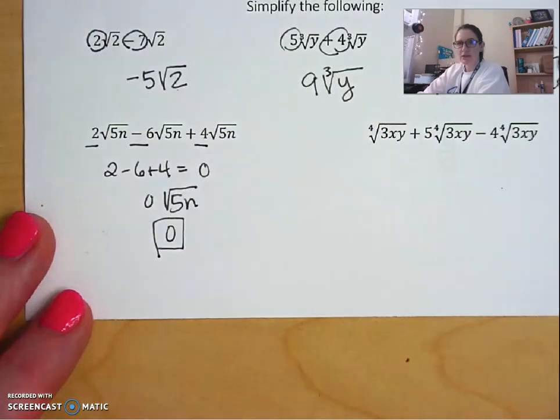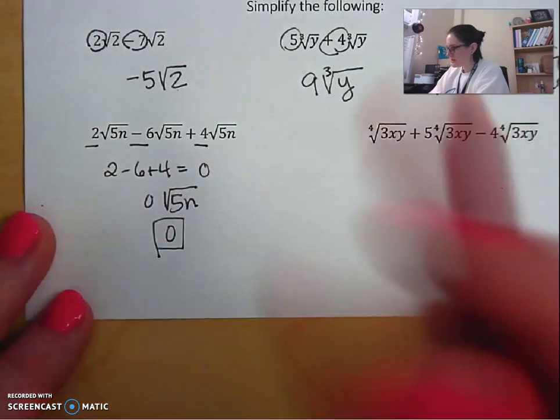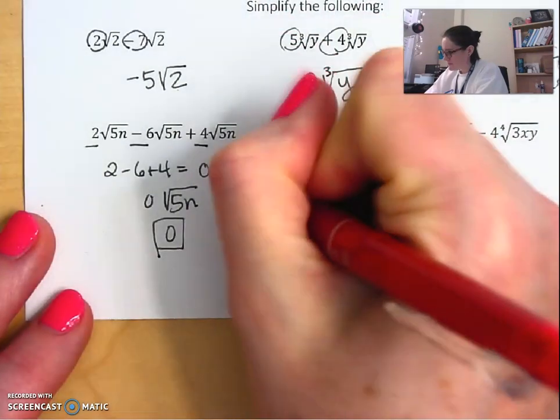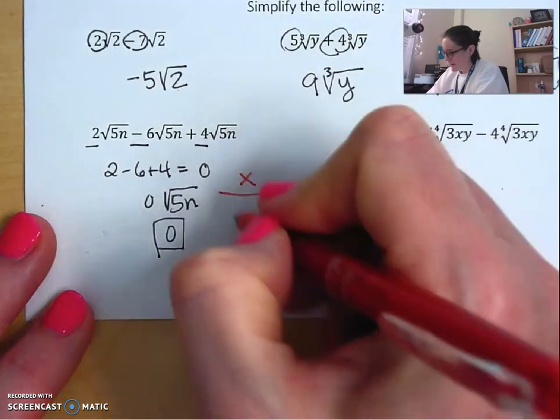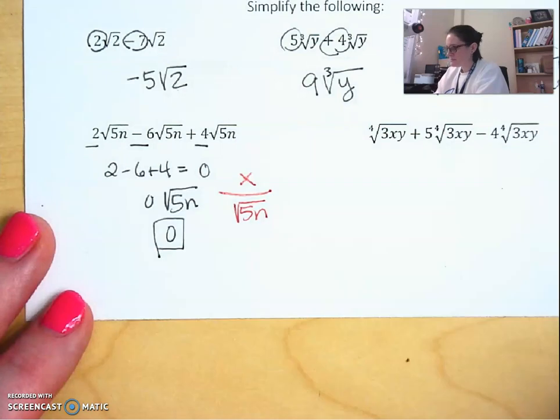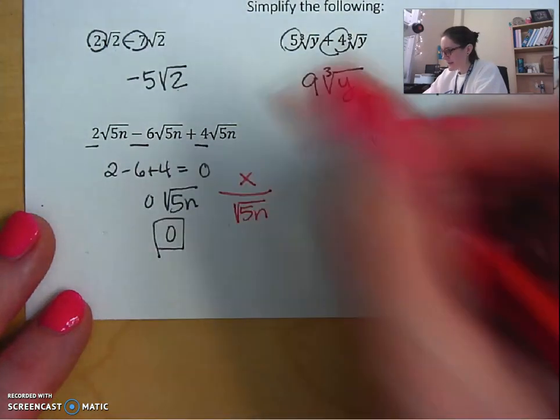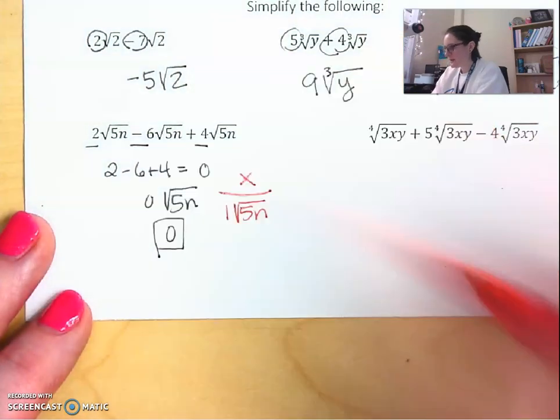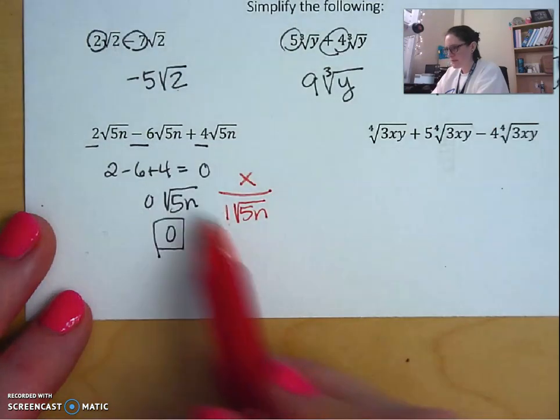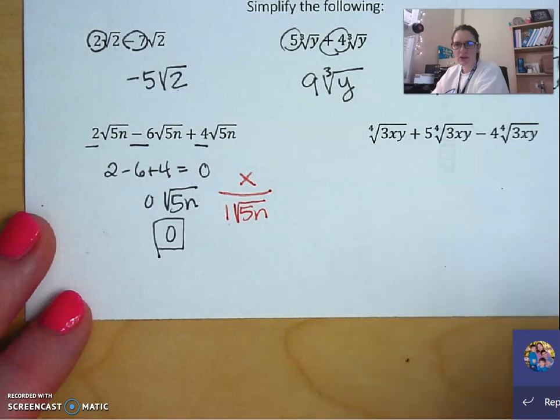Let me tell you what I don't want you to do. I don't want you to write this. Because when there's no number written in front, that's implied to be a 1. And 1 and 0 are not the same. They mean different things. So we are not going to do that.